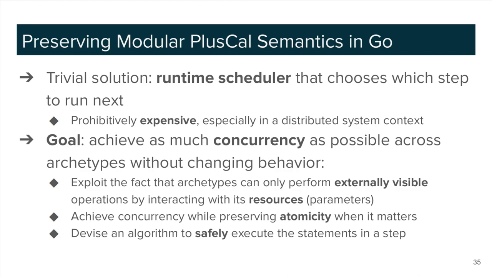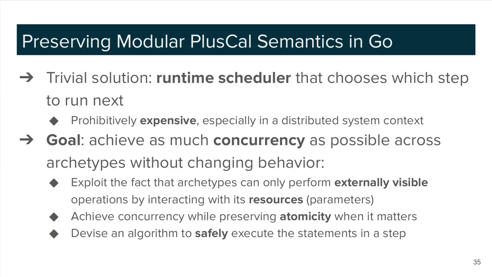So the trivial solution we did not do is have some kind of fancy runtime scheduler which takes all the different blocks and just tries to execute them in some dynamic ad hoc way. No, that's not going to work in a distributed environment. We want to be able to do fancy things like, oh, it really was a network, so you don't need to lock that. So we want to get concurrency.